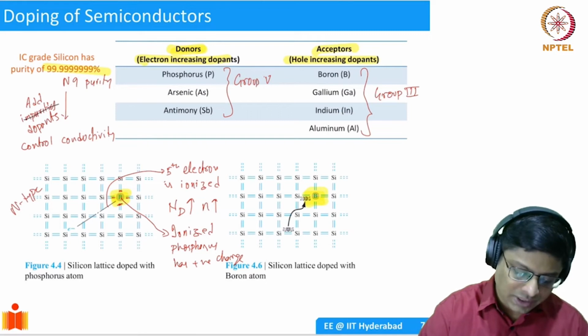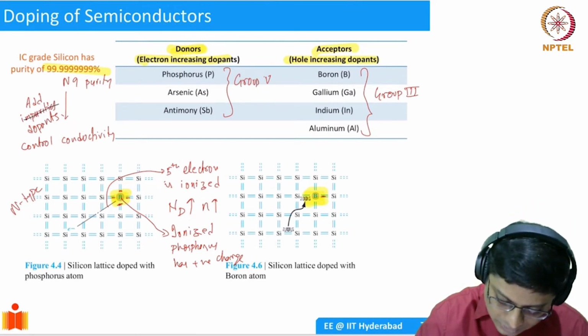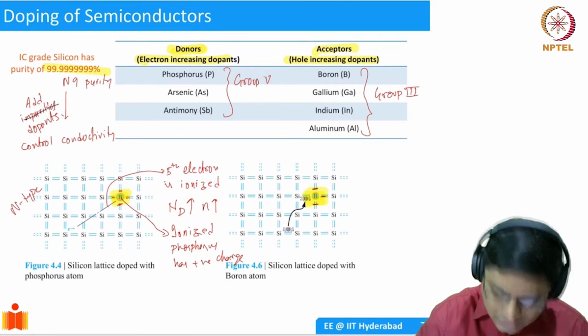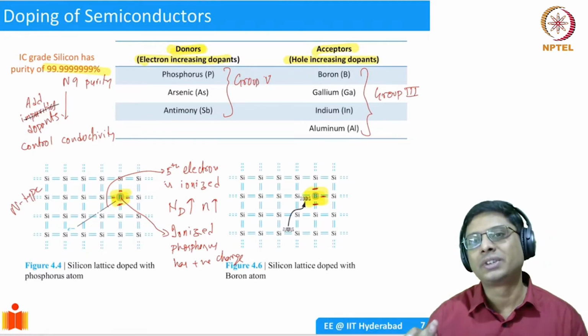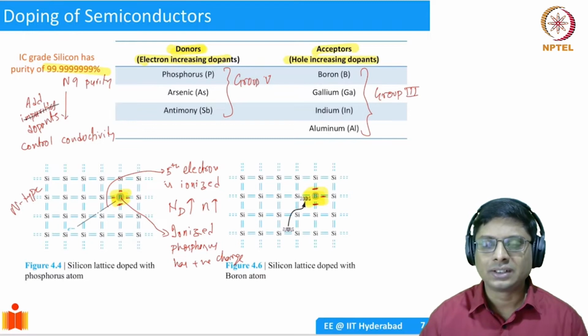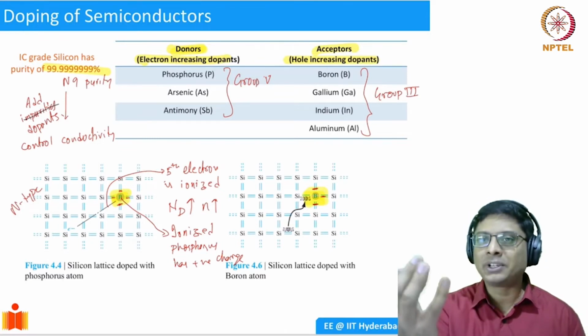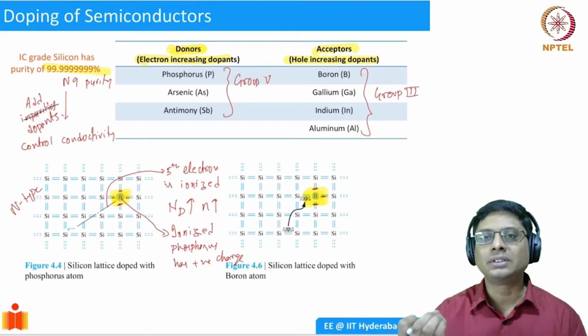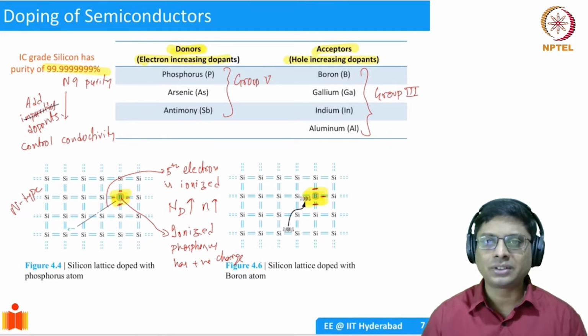So it will use those 3 electrons to form bonds with the neighboring atoms. But then it can only form 3 bonds. There is this deficiency of an electron, right? So boron in principle can accept one more electron to become stable or to fill its valence shell. But that electron, where will it get it from?